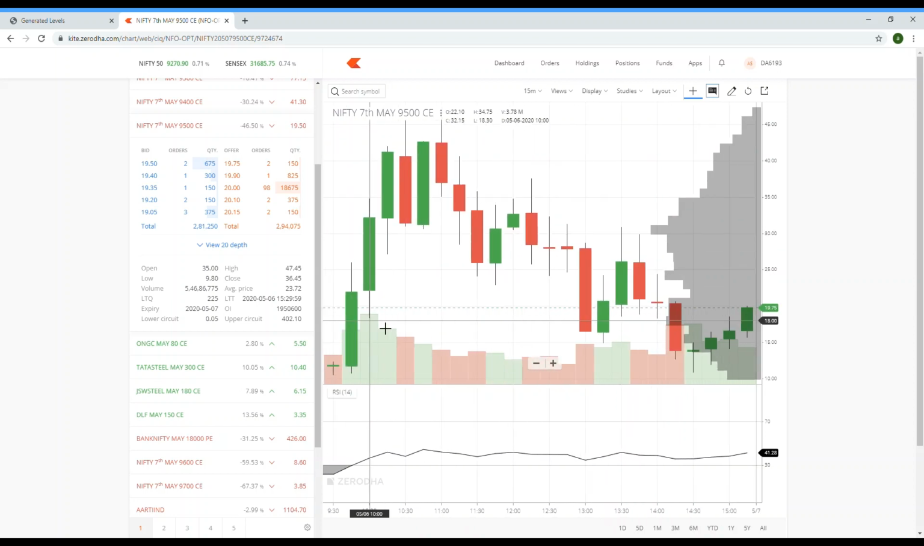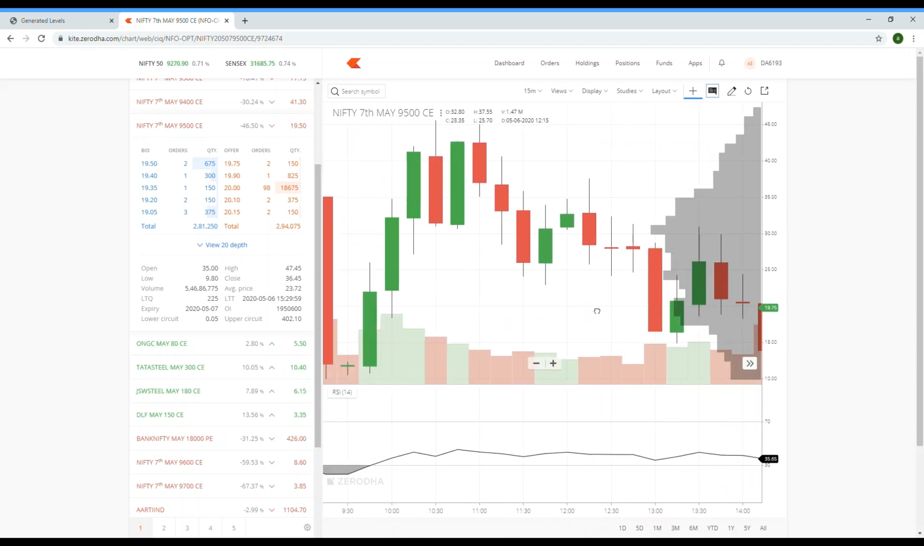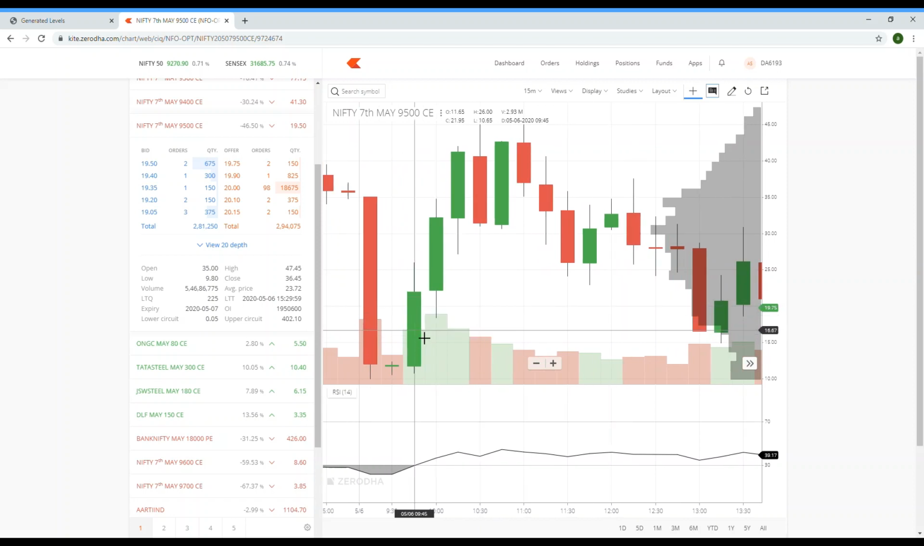this is today's initial candle. You can see the spread here. It opened at 35, high 35 and low at 11.95, closing at 9.9. So apparently this is the first bullish bar on this option contract. Look at this candle: it opened at 11.65, high made around 26, low at 10.55, while closing at 21.95.